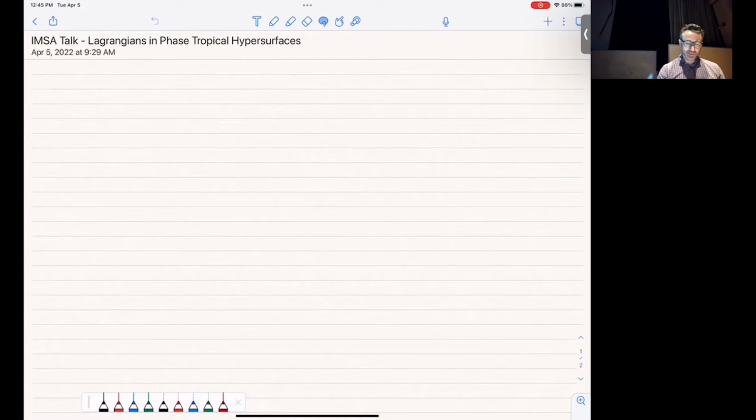But I'll start with some reference to mirror symmetry, since it's a conference on mirror symmetry, and maybe the motivation for why I'm interested in phase tropical hypersurfaces and Lagrangians within them. So start with some motivation from homological mirror symmetry.